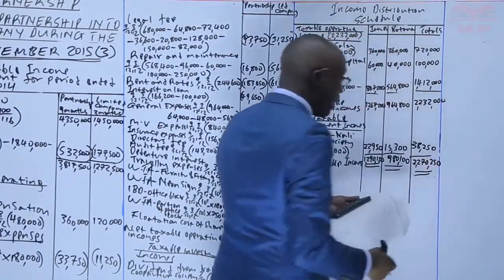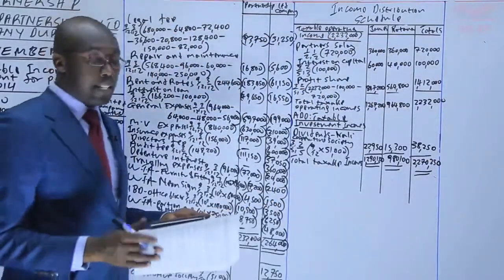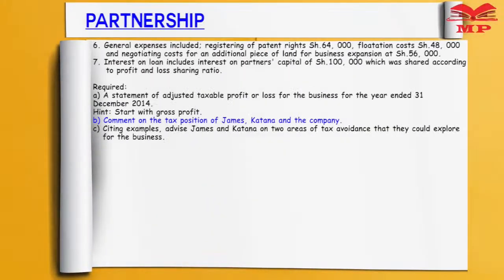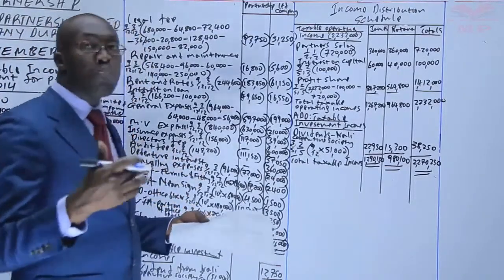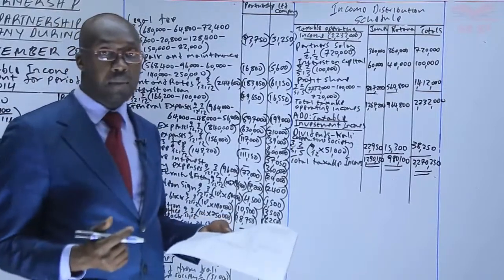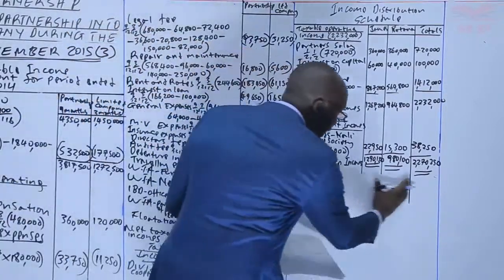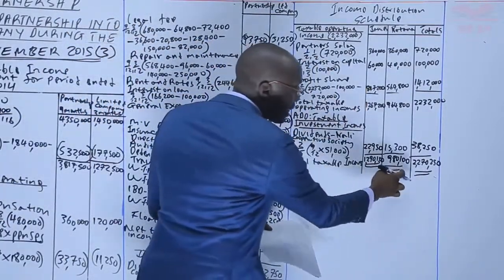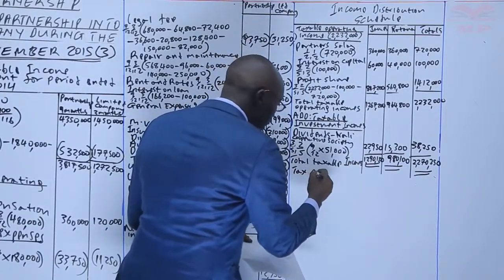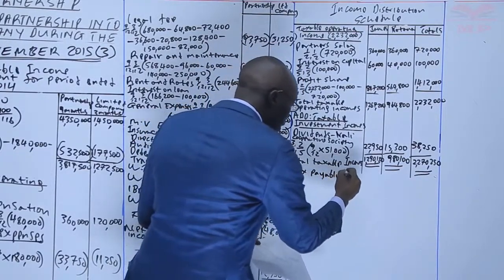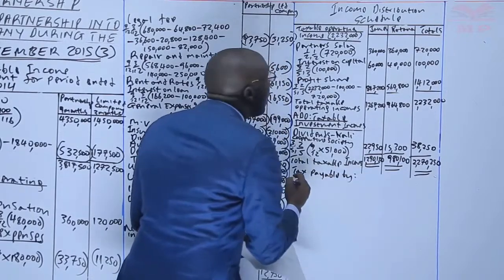However, we have not really answered the question, because the question required, number 2, that we comment on the tax position of James Katana and the company. So we have to get the tax payable. That's the point. So now we go beyond just the distribution. We normally tax these partners individually. Now, for example, we'll say tax payable by James.